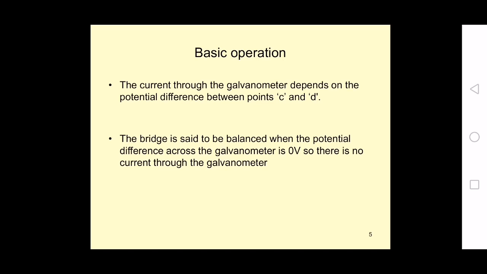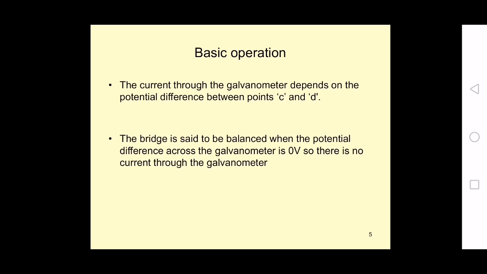That is, a sensitive current detector, the galvanometer, is connected between the points C and D. This is a sensitive microammeter with a zero center scale. When there is no current through the meter, the galvanometer pointer rests at 0, that is at mid scale. So at the center it has the 0 indication.